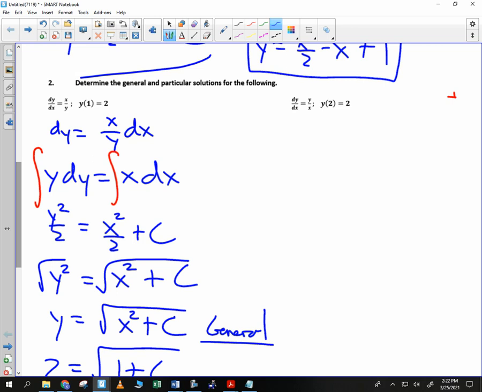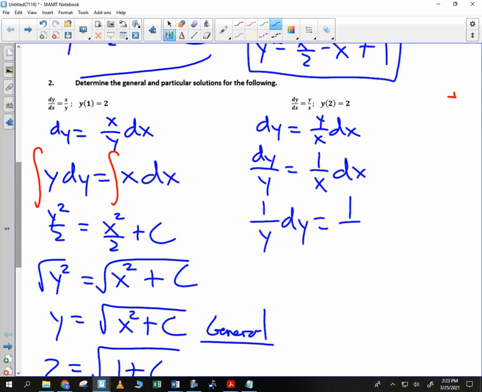Okay, let's get a little bit more challenging. Notice how the x's and the y's are switched now. So if I multiply the dx over, I get dy is equal to y over x dx. And then if I divide both sides by y, I get dy over y is equal to 1 over x dx. You okay with that? So dy over y is the same thing as 1 over y dy, is 1 over x dx.